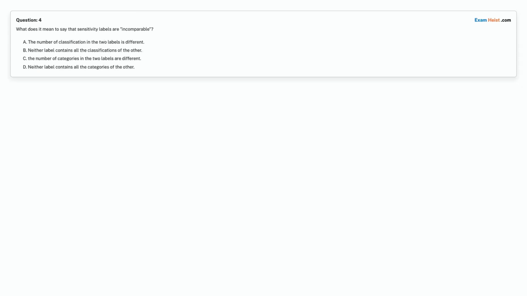Question 4. What does it mean to say that sensitivity labels are incomparable? Option A. The number of classifications in the two labels is different. Option B. Neither label contains all the classifications of the other. Option C. The number of categories in the two labels is different. Option D. Neither label contains all the categories of the other. Choose the correct answer.